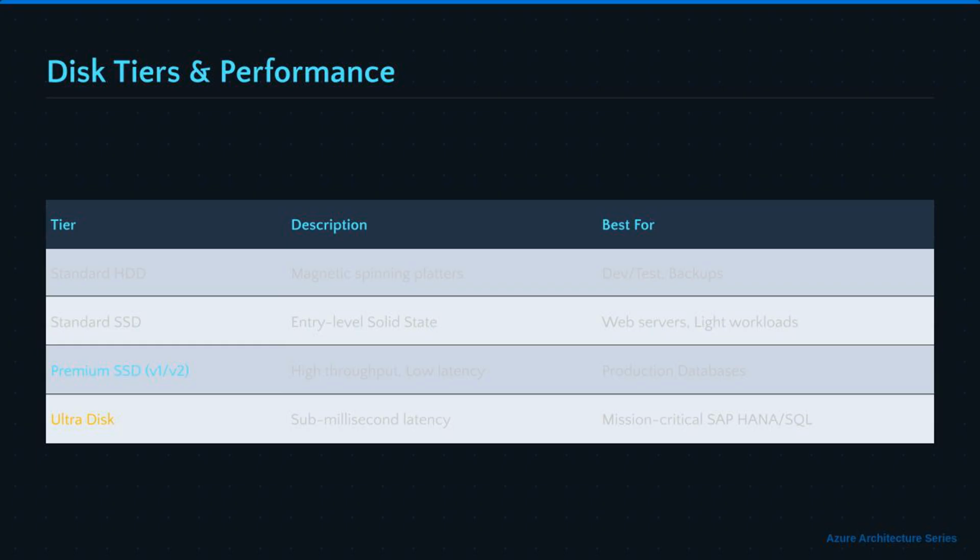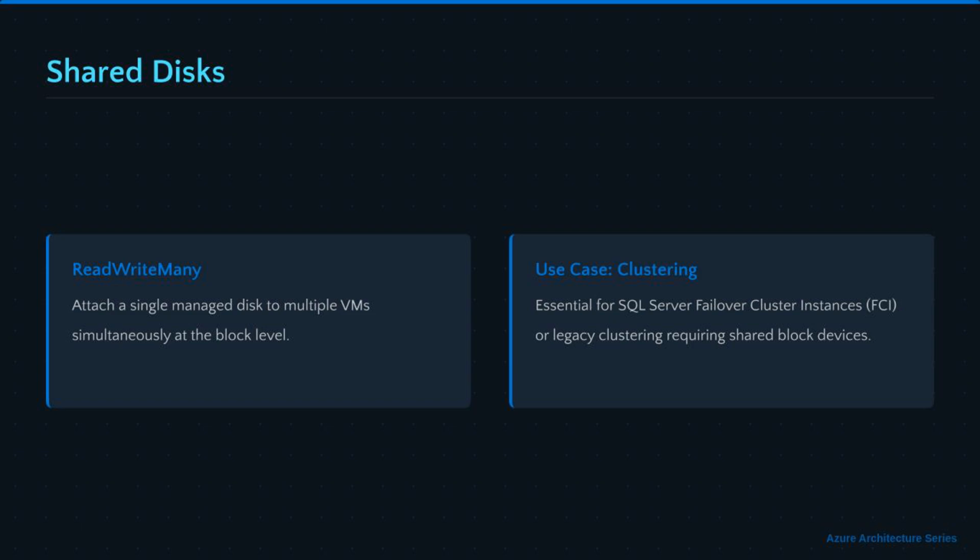A unique feature to mention is shared disks. Historically, a disk could only attach to one VM, read-write once. Azure Shared Disks allows you to attach a managed disk to multiple VMs simultaneously, read-write many at the block level. Why? To support clustering applications like SQL Server Failover Cluster Instances, FCI, or legacy clustering protocols that require a shared block device.